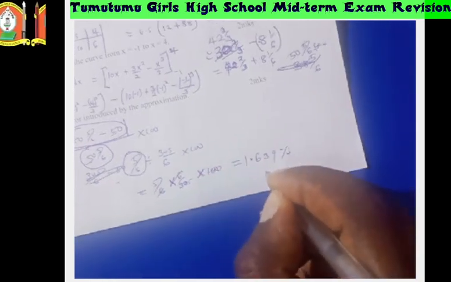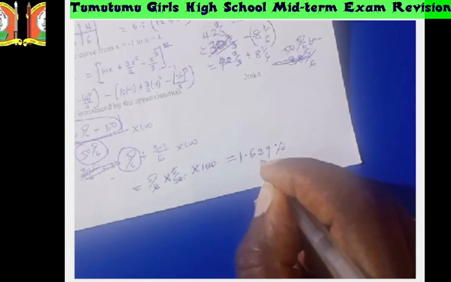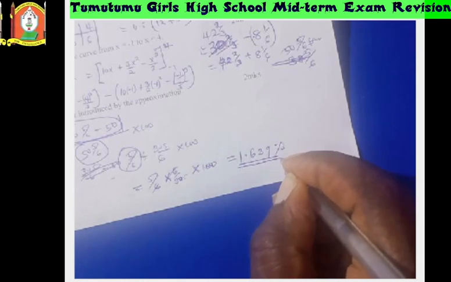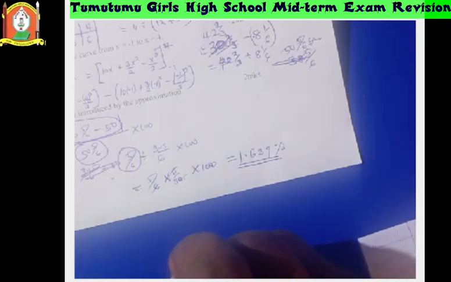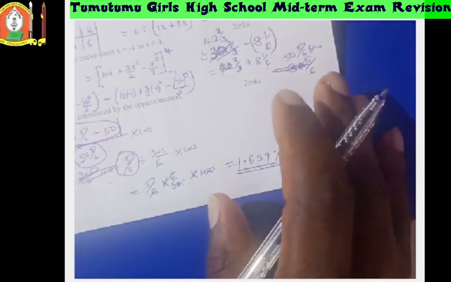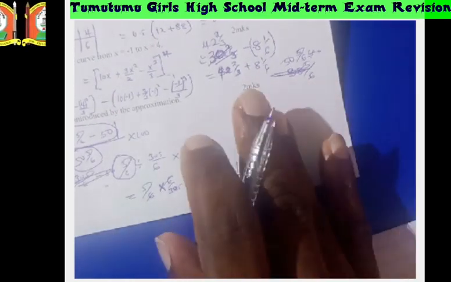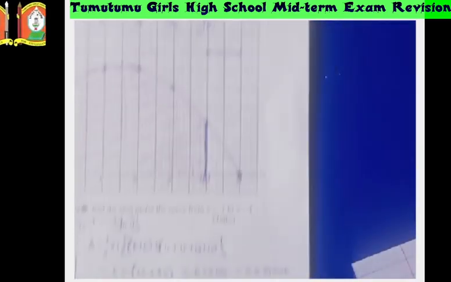5/6 times 6/305 times 100. So this one gives us 1.639%. Okay, that's our question 1 for the midterm quiz.